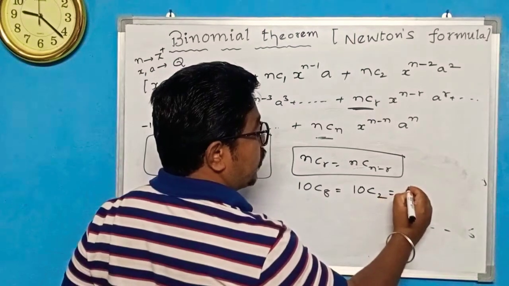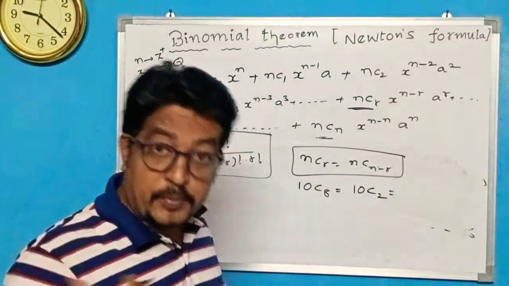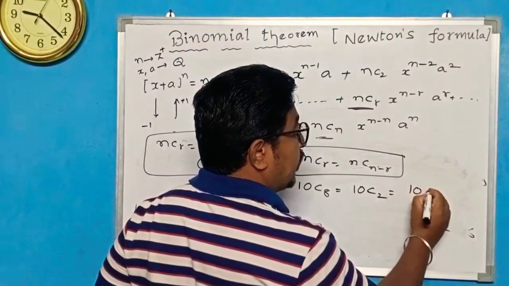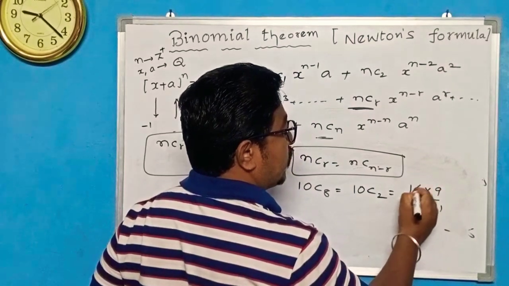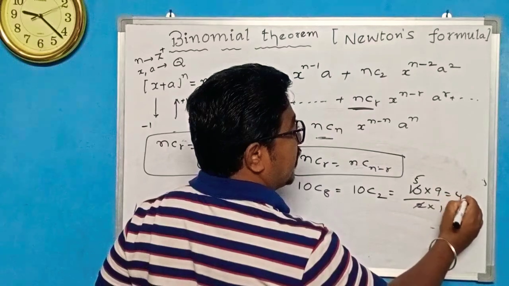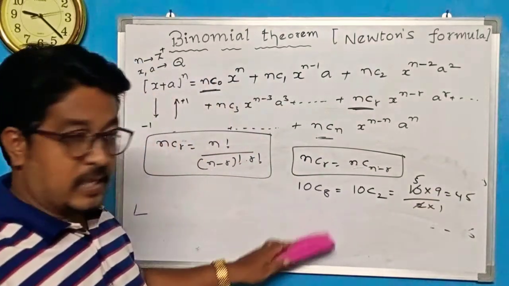So 10C2 means 2 steps back: 10 into the next step 9 by 2 factorial, that is 2 into 1. 2 1s are 2, 2 5s are 10, 9 5s are 45. This is the concept for using this condition.